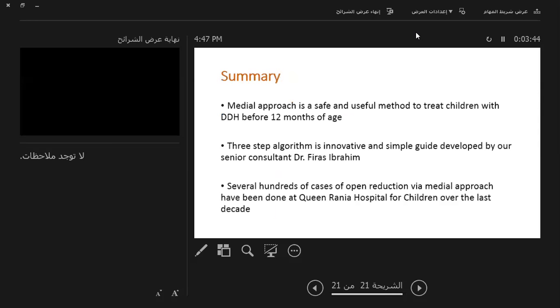So in summary, the medial approach is a safe and useful method to treat children with DDH before 12 months of age. And the three-step algorithm is an innovative and simple guide developed by our senior consultant, Dr. Firas Ibrahim. We have done several hundred cases of open reduction via the medial approach in Queen Rania Hospital. Thank you.